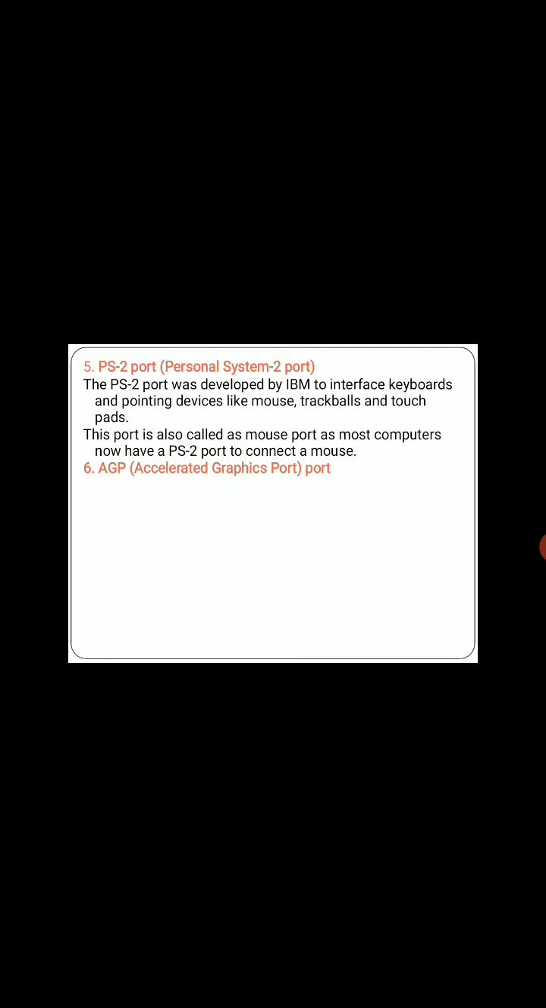Next is the AGP. AGP is the accelerated graphics port. See, all these expansions may be asked for 1 mark. Keep in your mind. You should know what is AGP, what is PS2, what is USB. All these expansions will be asked for 1 mark. Expand USB, expand AGP, like that. Okay. Then see what is AGP.